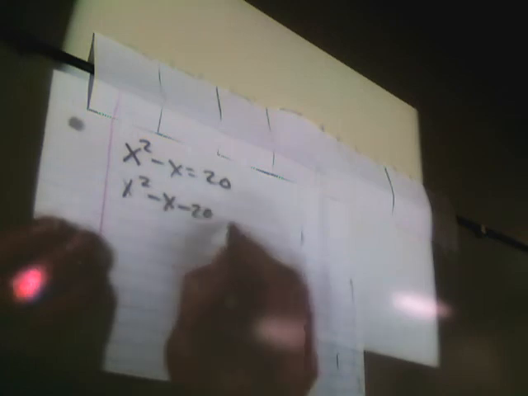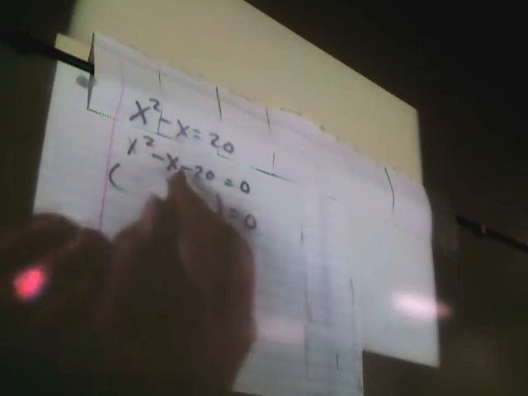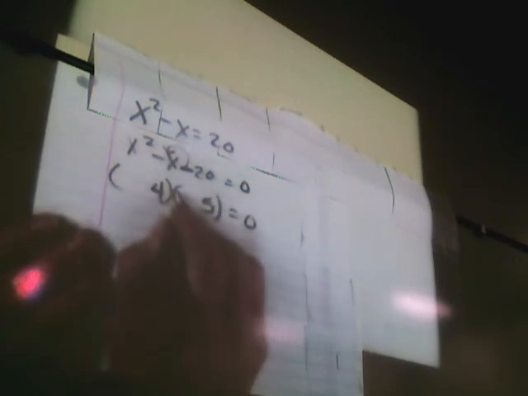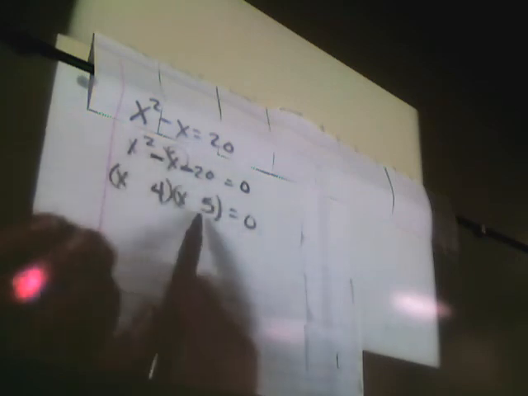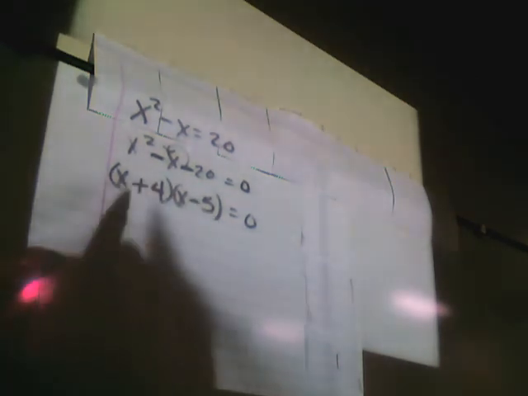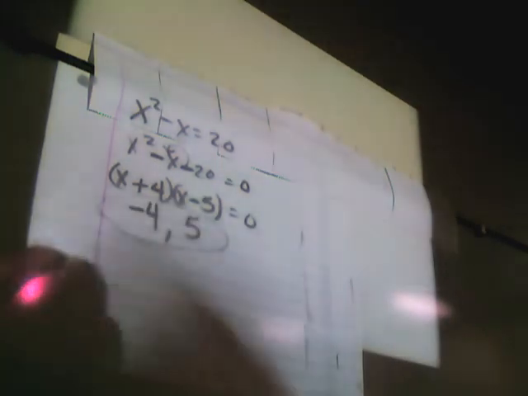Okay, the next problem. X squared minus x equals 20. Set it equal to 0 and factor it. Take 20 from both sides. We need two numbers that multiply to -20 and subtract to get 1. So 4 and 5. 4 minus 5 is -1, so we need the negative with our 5. The other one's positive. Set each one equal to 0. You have a -4 and a +5. That's your two answers.